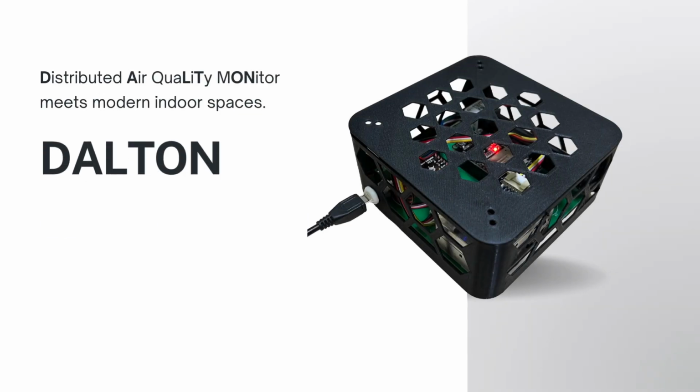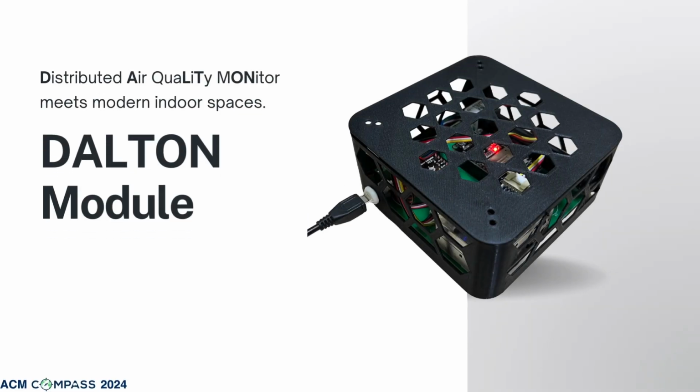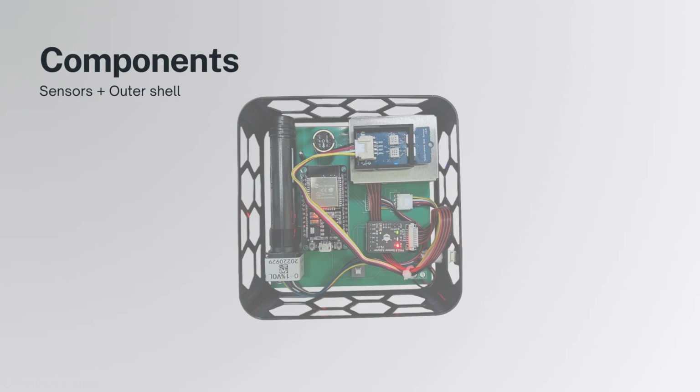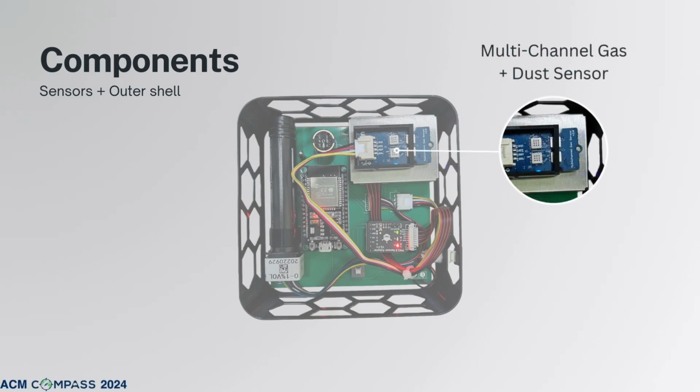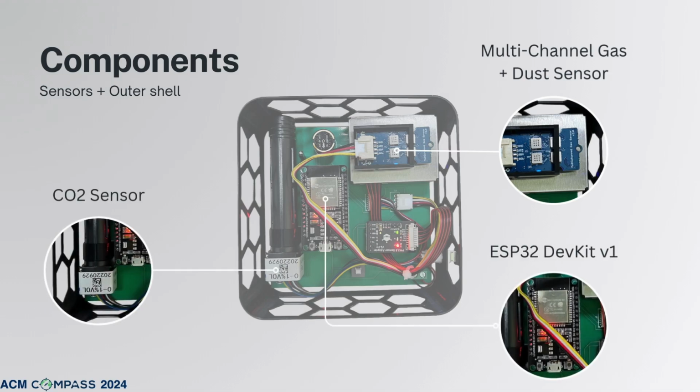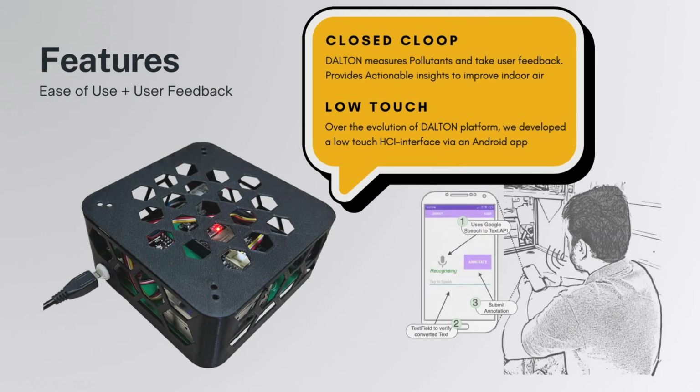To understand the indoor air pollution dynamics of developing nations like India, we developed DALTON, a distributed air quality monitor that is low cost, portable and interactive. The platform is designed based on the requirements of developing nations. The primary components included in the 3D printed hardware module are a multi-channel gas sensor, dust sensor and the MHZ16 carbon dioxide sensor connected with an ESP32 microcontroller.